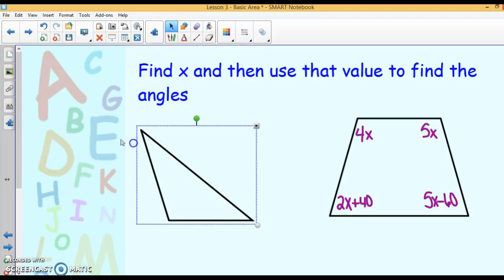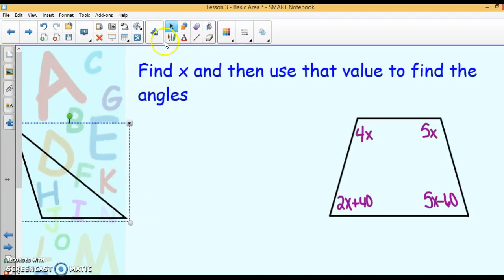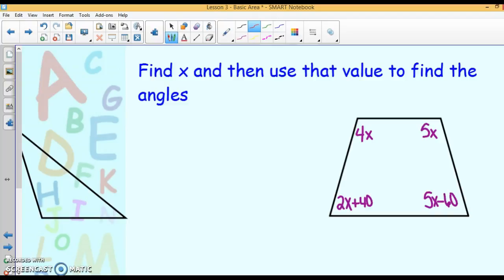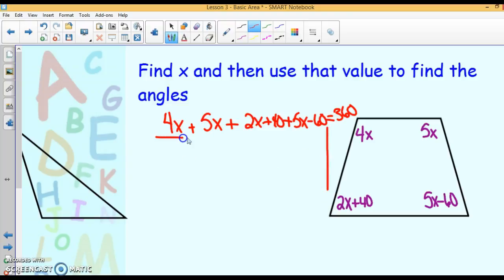And let's go over this problem. This is a quadrilateral. It's got 4 sides. What do we know about the 4 angles in every quadrilateral? They add up to 360. So my equation is going to be 4x plus 5x, and the angles always add up to 360. So let's solve this. Combine like terms over here. That'll be 16x. 40 minus 60 is minus 20 equals 360.